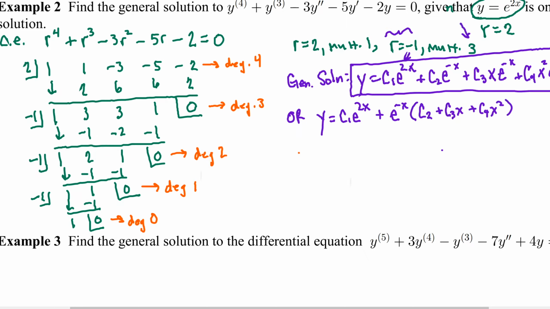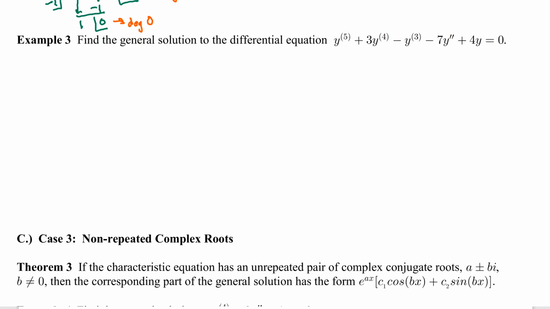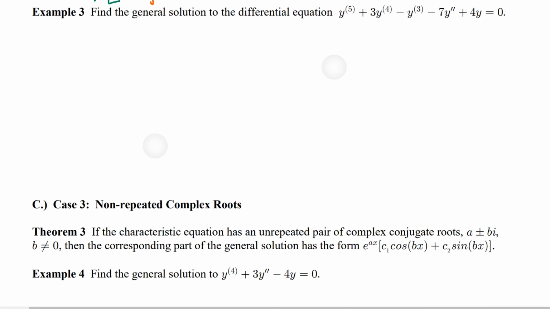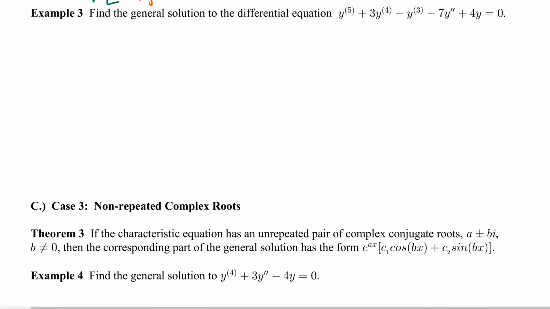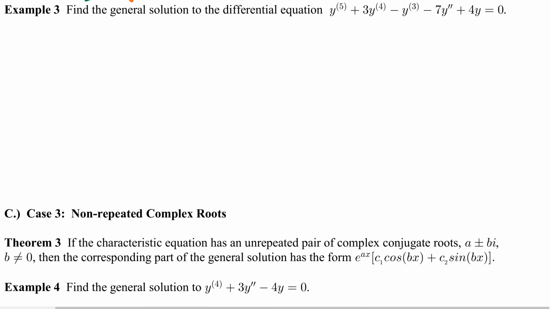Now, you may be thinking it's time to pull out that old college algebra book and review what you learned about higher degree polynomial equations, so it's probably worth it to practice one more of these. Let's look at example 3. Find the general solution to the differential equation, fifth derivative of y plus 3 times the fourth derivative of y minus the third derivative of y minus 7y double prime plus 4y equals 0.